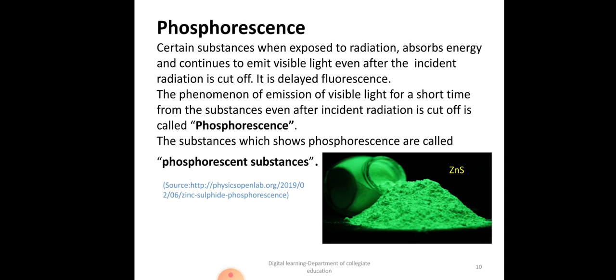Phosphorescence. Certain substances, when exposed to radiation, absorb energy and continue to emit visible light even after the incident radiation is cut off. It is delayed fluorescence. Thus, the phenomenon of emission of visible light for a short time from the substances even after incident radiation is cut off is called phosphorescence. The substances which show phosphorescence are called phosphorescent substances. Example, zinc sulfide.